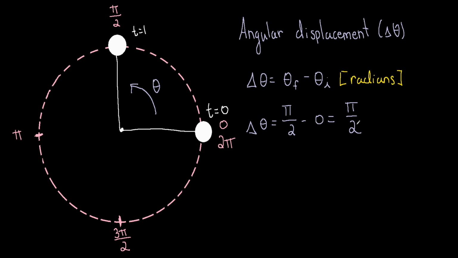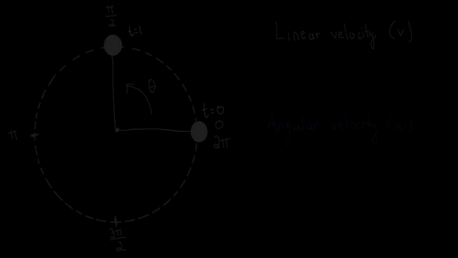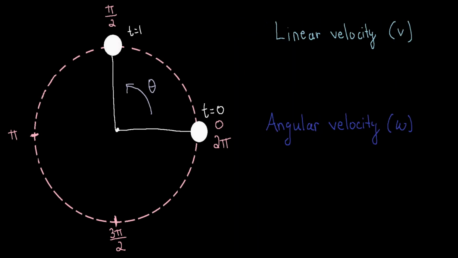And our angular displacement is analogous to solving our linear displacement, which we defined as our final position minus our initial position. Now that we figured out how to find our change in angle, what if we wanted to know the rate at which our angle was changing? Well, in terms of linear quantities, we define the rate of an object's change in position as the velocity, which equals the object's displacement divided by a change in time.